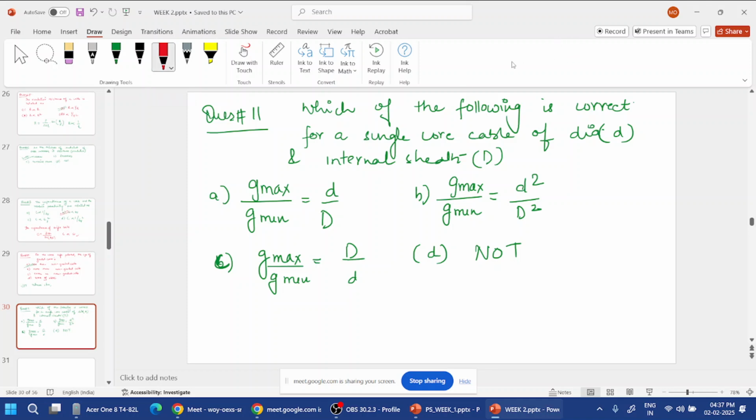The question says which of the following is correct? We know that G is directly proportional to 1 by r. So G max will be at the smaller d, then G min will be at capital D. If we calculate this, C will be the correct answer.